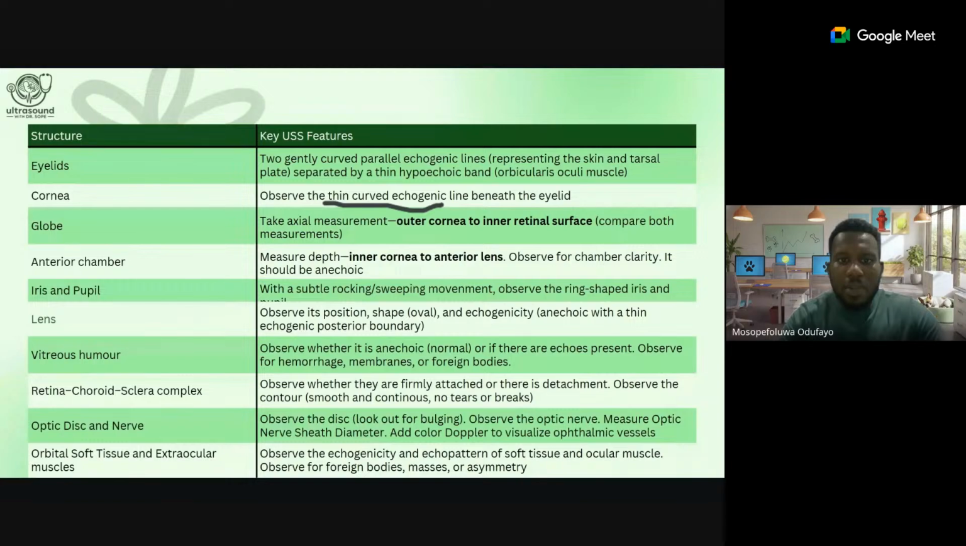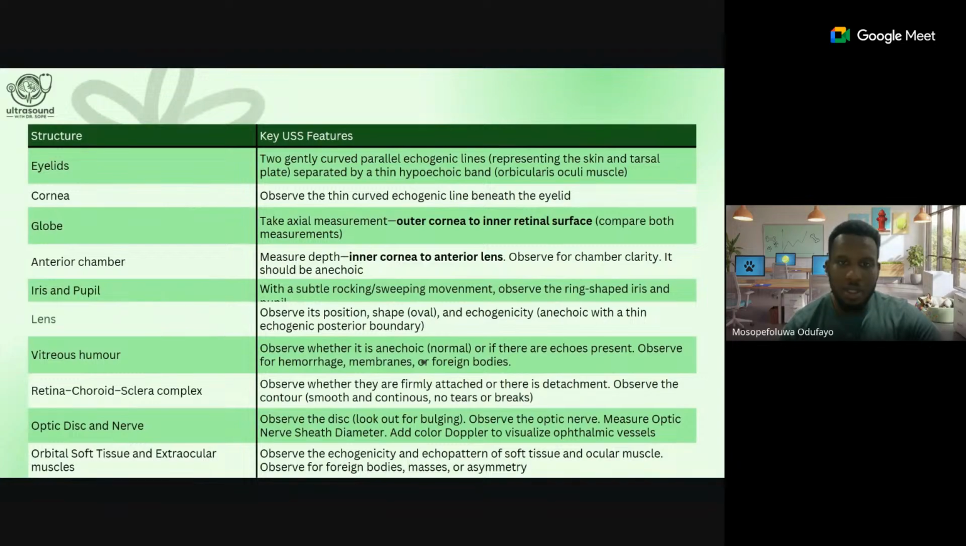So that means you are going to be taking from the outer cornea, like I told you yesterday, to the inner surface of the retina. That will give you the axial diameter of the eye, which I mentioned is usually between 22 and 25 millimeters. And between the axial measurements of both eyes.